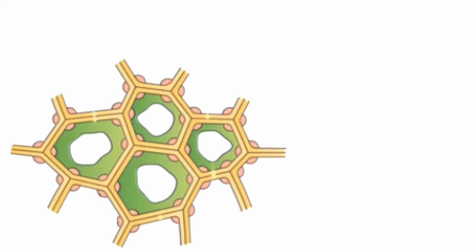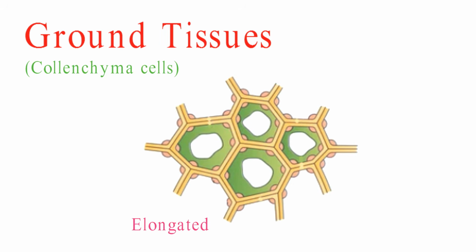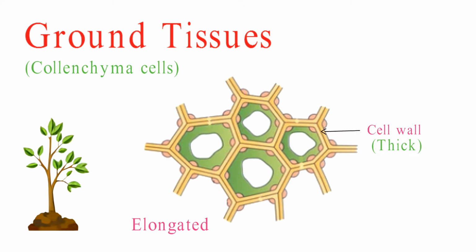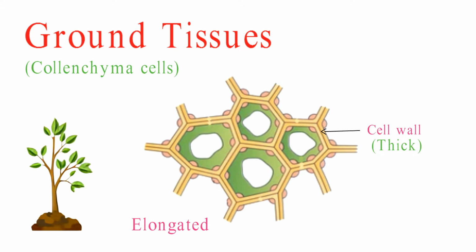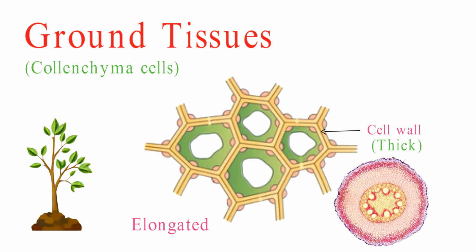Now, moving on to Collenchyma cells. These cells have elongated shapes and unevenly thickened primary walls, especially at the corners. These cells are important for young, growing plant parts. Collenchyma cells are often found just below the epidermis and provide flexible support to young stems and leaves, allowing them to bend without breaking as the plant reaches for the sun.